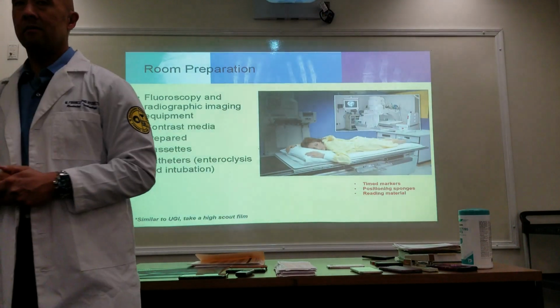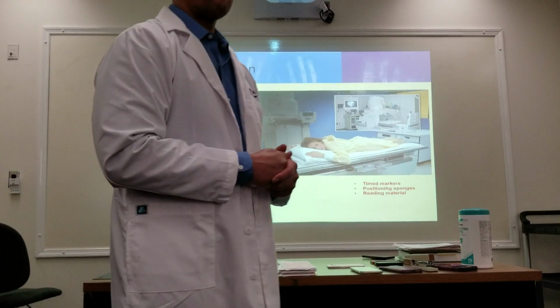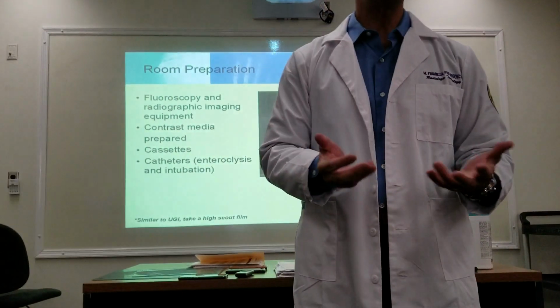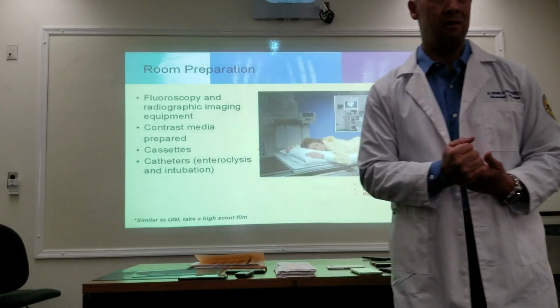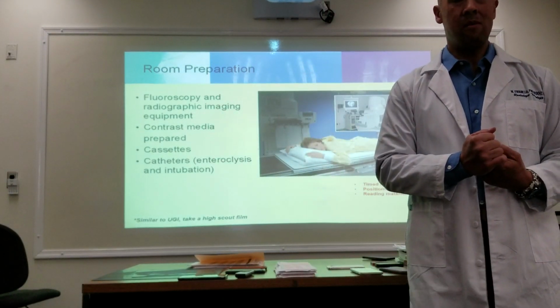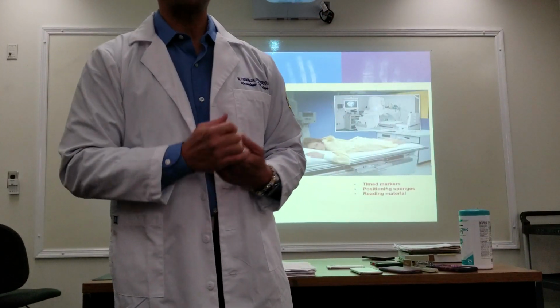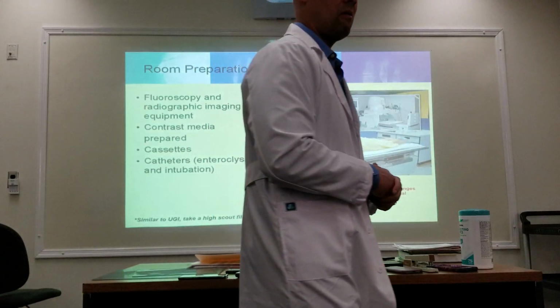So when you say we're centering 2 inches, you're talking about central ray or cassette? The central ray. Because when you do a KUB, it's at the crest. Okay? So a scout for an upper GI, you're going to go 2 inches above the crest because we want to get more of the stomach on there.